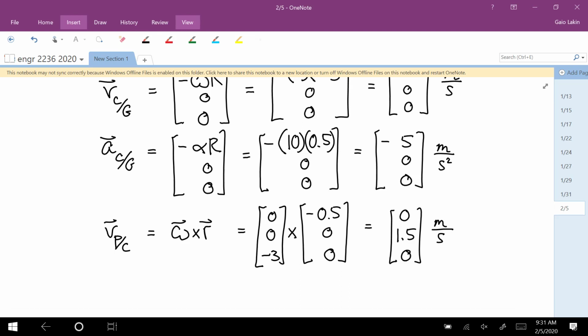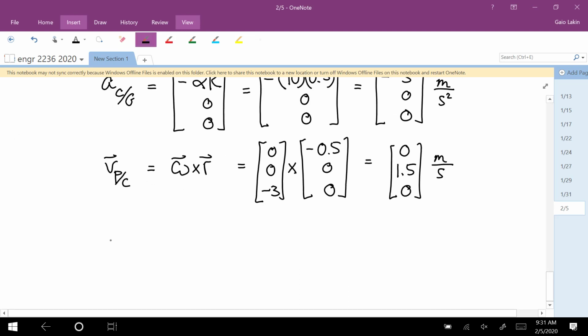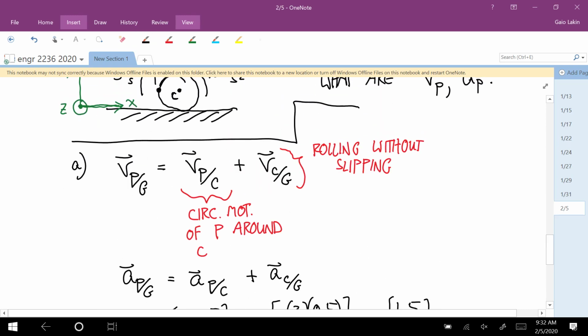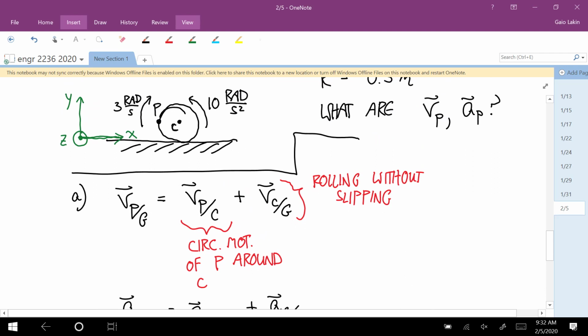And now for the acceleration, we'll use the watermelon equation. So the acceleration of P relative to C is equal to all ripe watermelons will rot. So we have the omega and the r, we just need the alpha. What's alpha as a vector? 0, 0, 10 in the positive z direction.